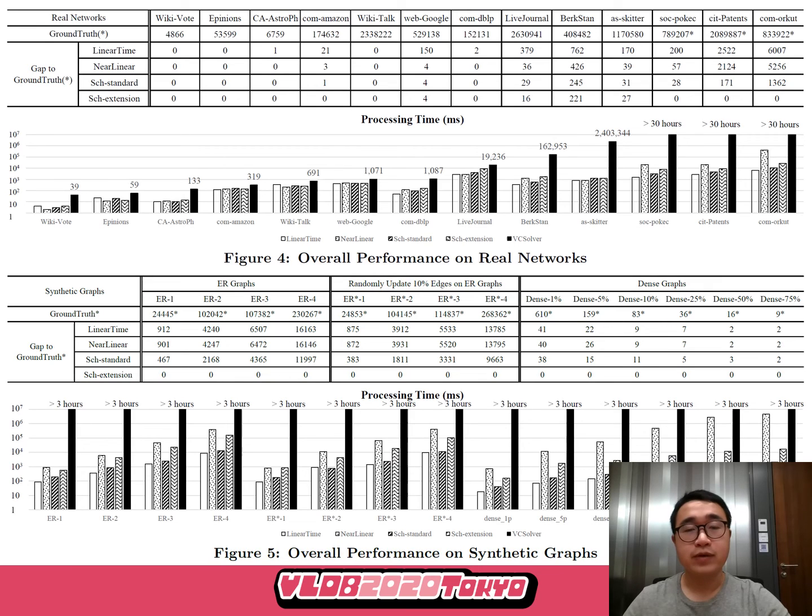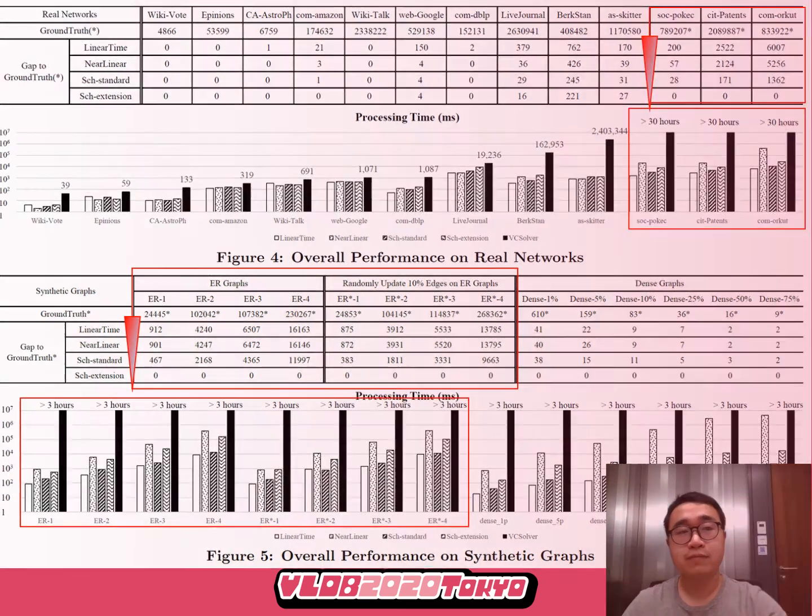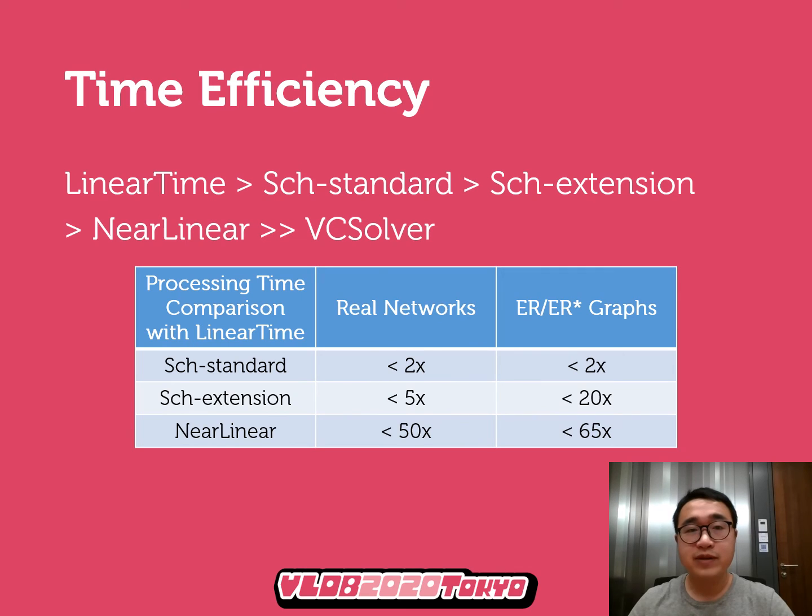Figures 4 and 5 present the overall performance of compared algorithms on real networks and synthetic graphs respectively. It is clear that, on large real networks and ER graphs, our scheduler-based methods are much better than the state-of-the-art algorithms in terms of solution quality. As for time efficiency, linear time ranks the fastest since it's really a linear time complexity algorithm. Nevertheless, scheduler standard is at most 2 times slower than linear time.